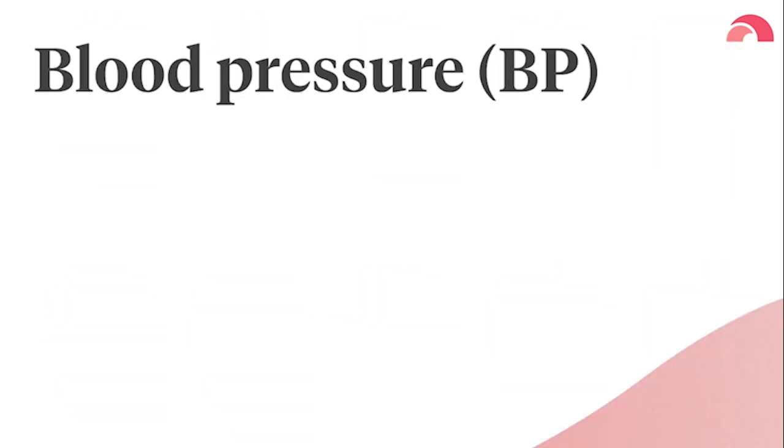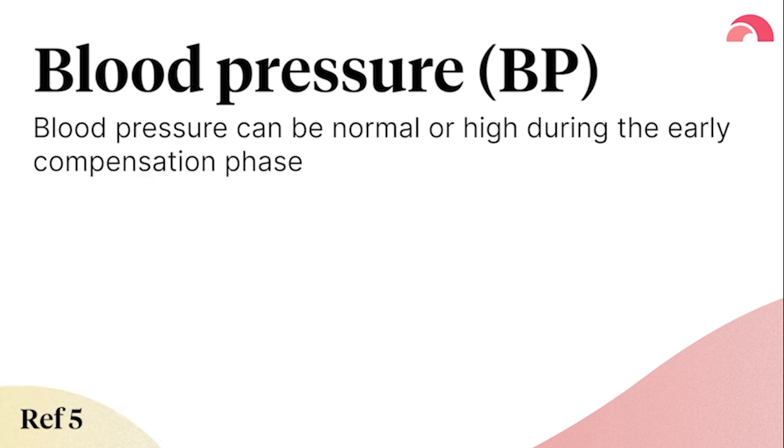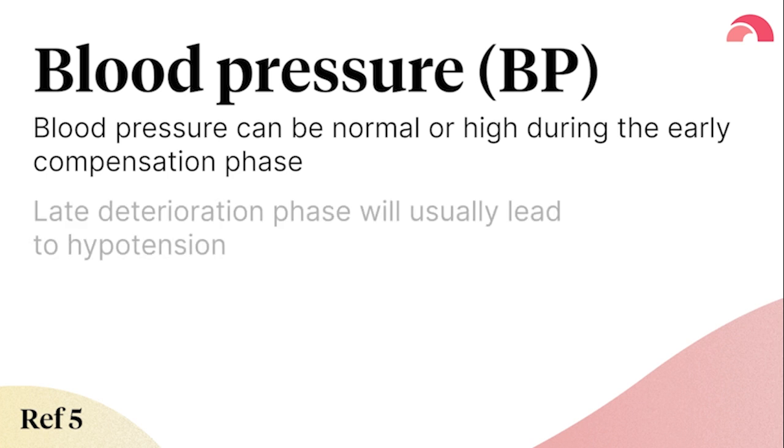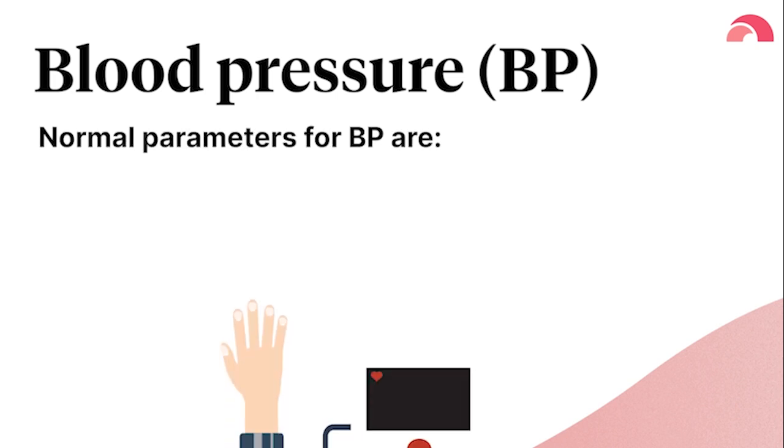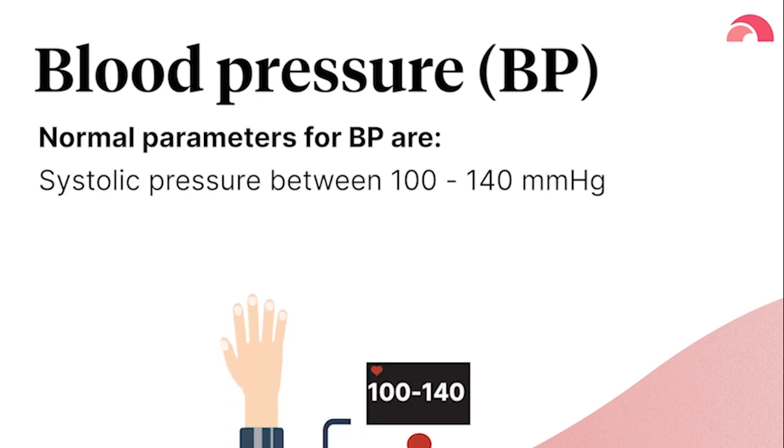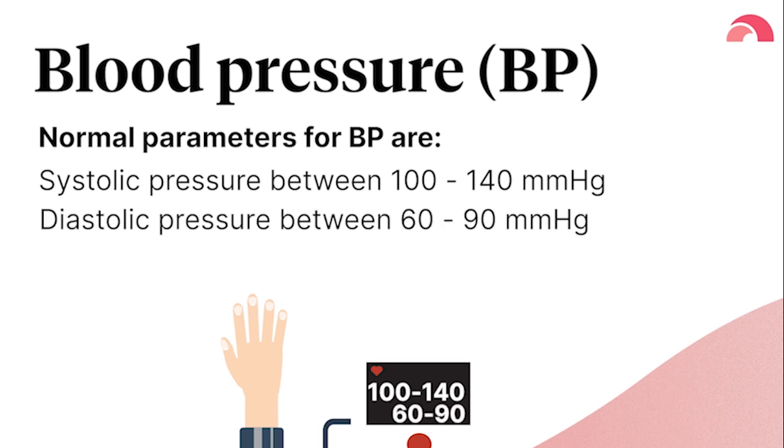So let's have a more detailed look at hemodynamic parameters, starting with blood pressure. Remember that blood pressure can be normal or high during the early compensation phase. Late deterioration phase will usually lead to hypotension. Normal parameters for blood pressure are systolic pressure between 100 and 140 millimeters mercury, diastolic pressure between 60 and 90 millimeters mercury.